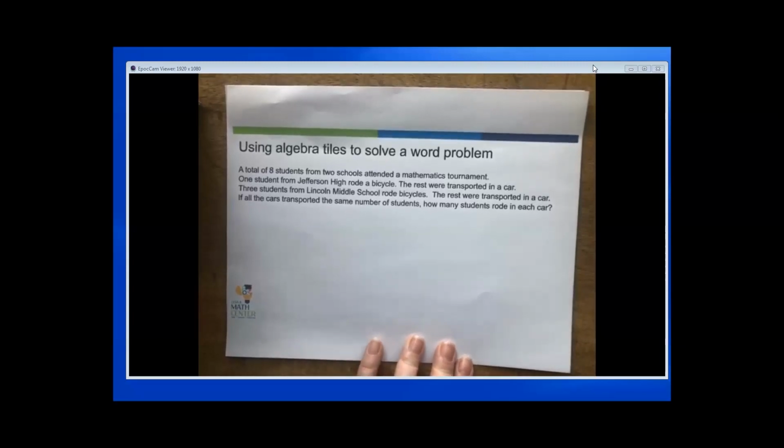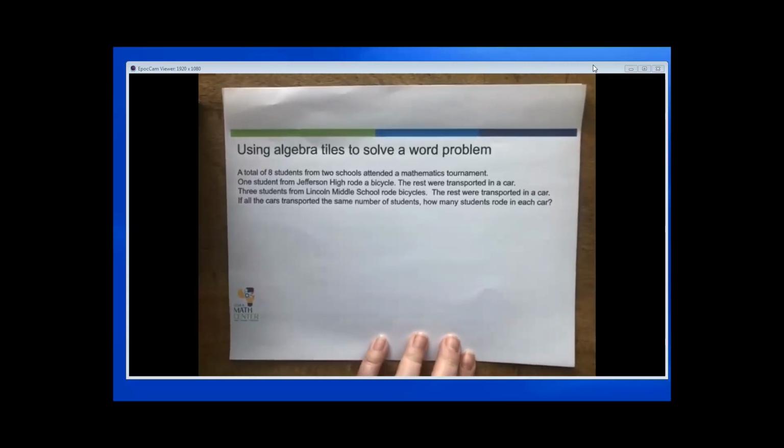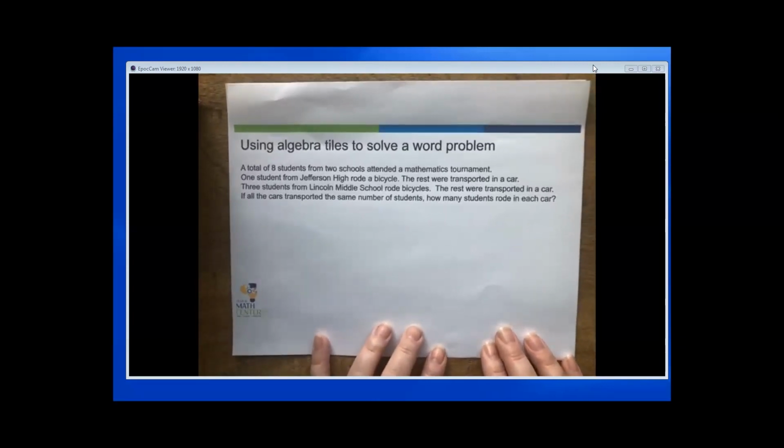Okay, so let's try a word problem. One of the things that I find really important, and quite often it's a missed part, is actually getting students to understand what the variable is, assigning something to that variable and assigning something to those units. What is it? What are they? They're not just random numbers. So let's take a look at this problem.